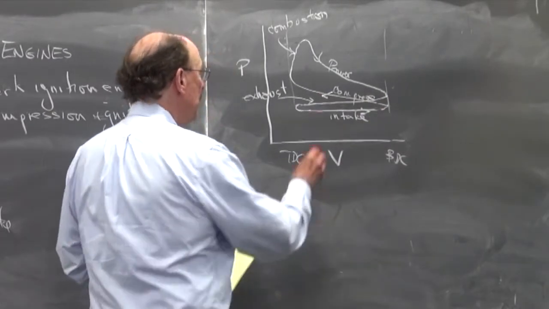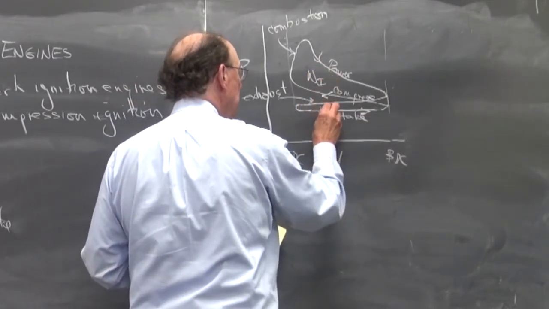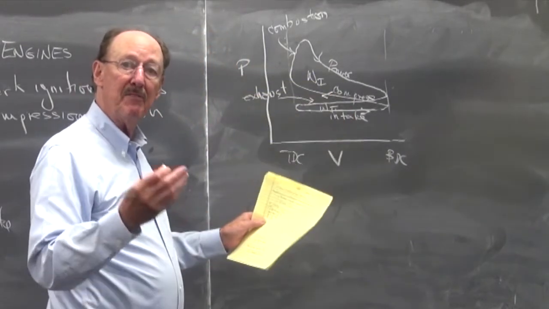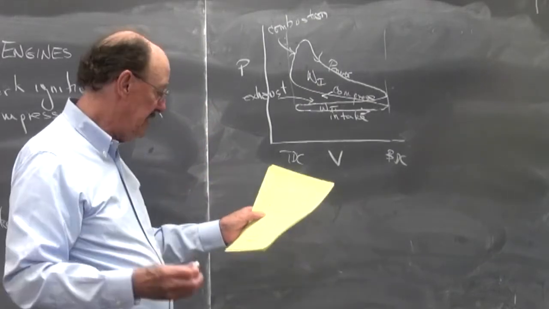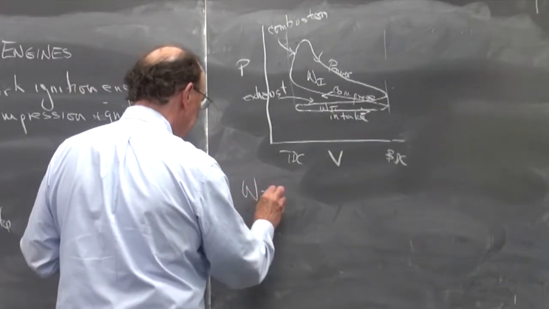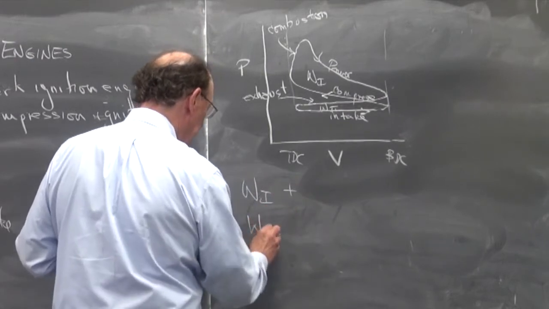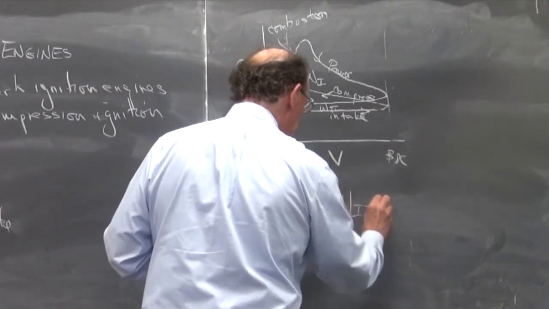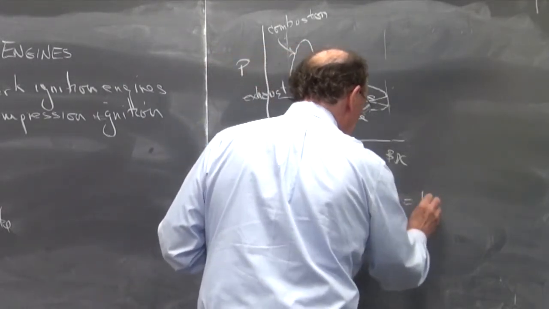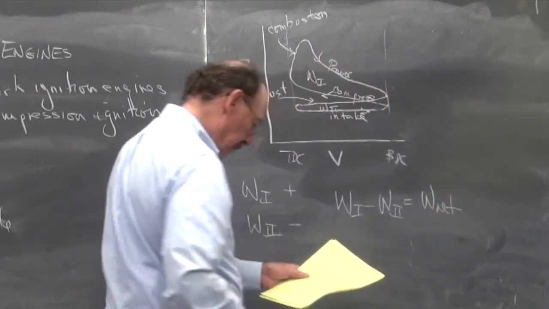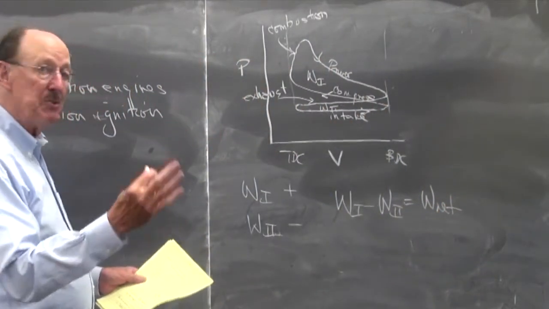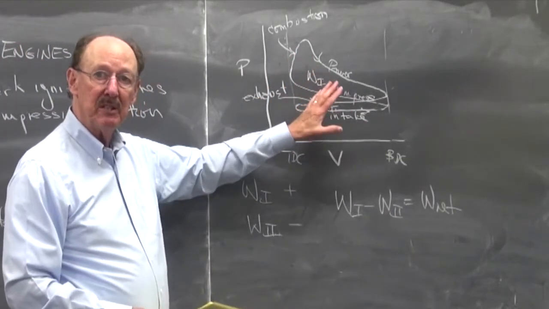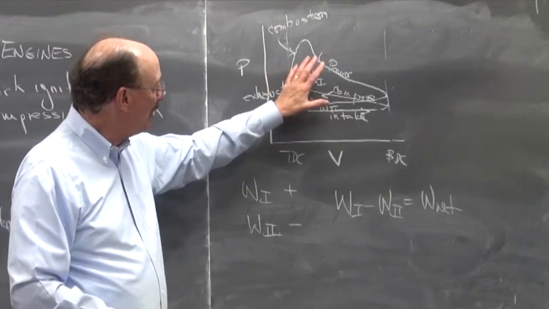And so if we look at these two works, this is W1, W2. W1 is a positive work, W2 is work I have to do to push the exhaust out and pull the intake in. So W1 is positive, W2 is negative, and W1 minus W2 is the net work that I get out per cycle. So this is what the actual engine looks like. There's slight variation depending on whether it's spark ignition or compression ignition, but basically this is what it looks like.